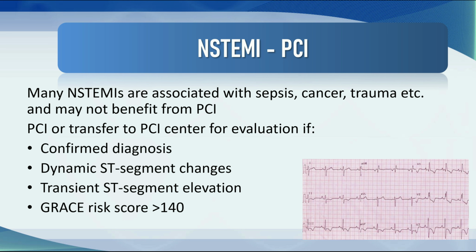of 140. That is a risk score that looks at 8 different variables: age, heart rate, systolic blood pressure, creatinine level, whether the patient has congestive heart failure, whether there's ST segment changes, whether the patient has a cardiac arrest on admission, and the level of elevation of the cardiac biomarkers. Anything over 140 is considered high risk.